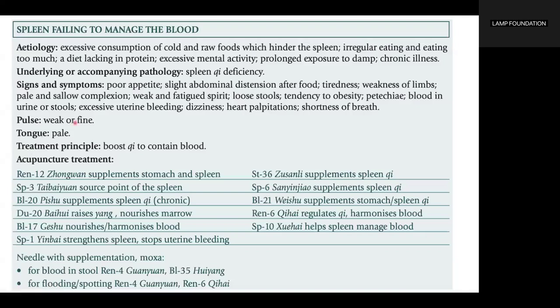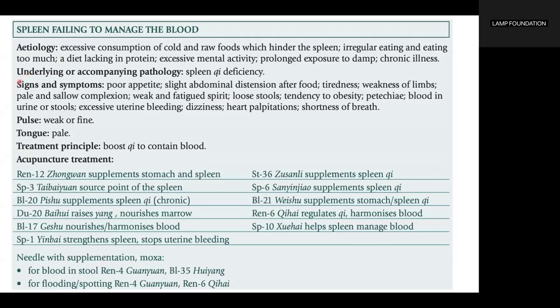Etiology of spleen failing to manage the blood: excessive consumption of cold and raw foods, which hinder the spleen, irregular eating and eating too much, a diet lacking in protein, excessive mental activity, prolonged exposure to damp, chronic illness. Underlying or accompanying pathology is spleen qi deficiency.